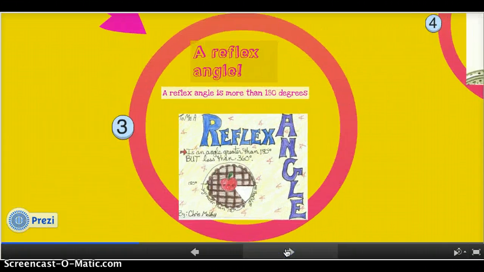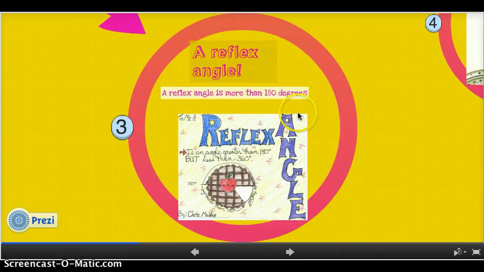And then you have a reflex angle, which you'll get into more next year, but just to go ahead and talk about it, it's more than 180 degrees. It goes from where your straight line is, so the angle would be more than 180, so it would go all the way around from here. All right.